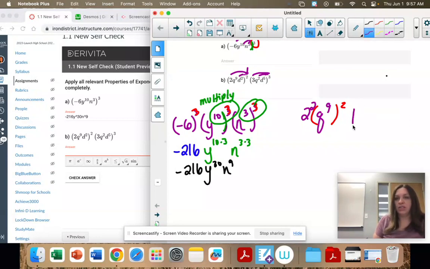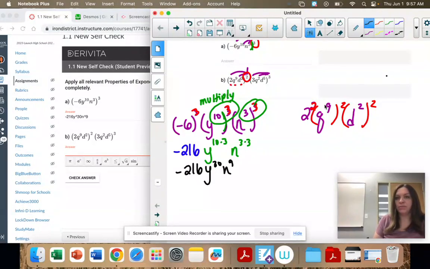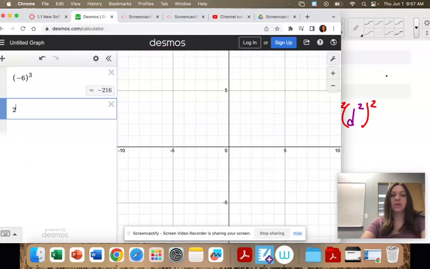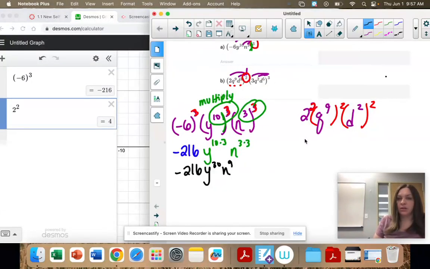And then I have d to the 2nd power, which also needs that 2. So this 2 has gone to all 3 terms. And then we're going to simplify it. So 2 squared is 4. It's 2 times 2. Again, if you need to use calculators, I'm okay with that.